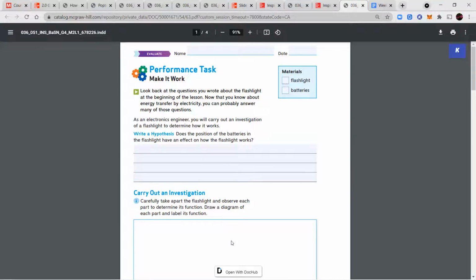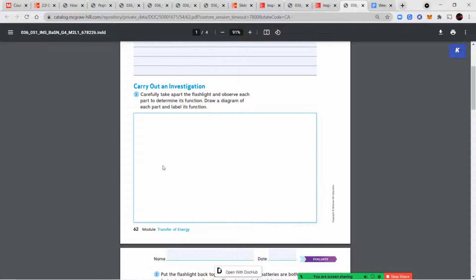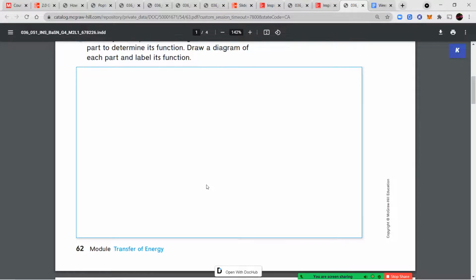So carefully take apart the flashlight and observe each part to figure out its function. Draw a diagram in the box and label each part and the function of that part. So you're going to draw, you're going to label, and you're going to explain what each part does.